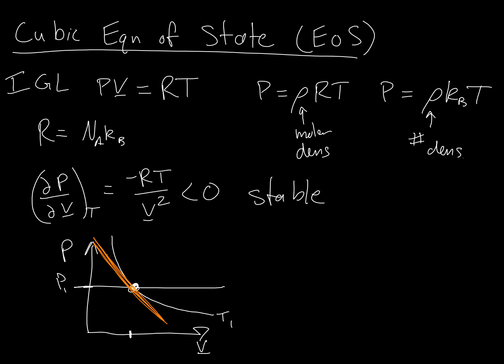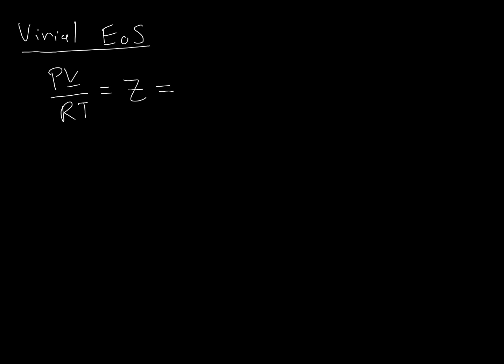So we'll step it up, and we'll talk about the virial equation of state. The virial equation of state can be written as PV over RT. This is equal to Z, the compressibility factor. So oftentimes Z is a really convenient unit to use. And we can write the virial equation of state as equal to 1 plus B as a function of T over V.